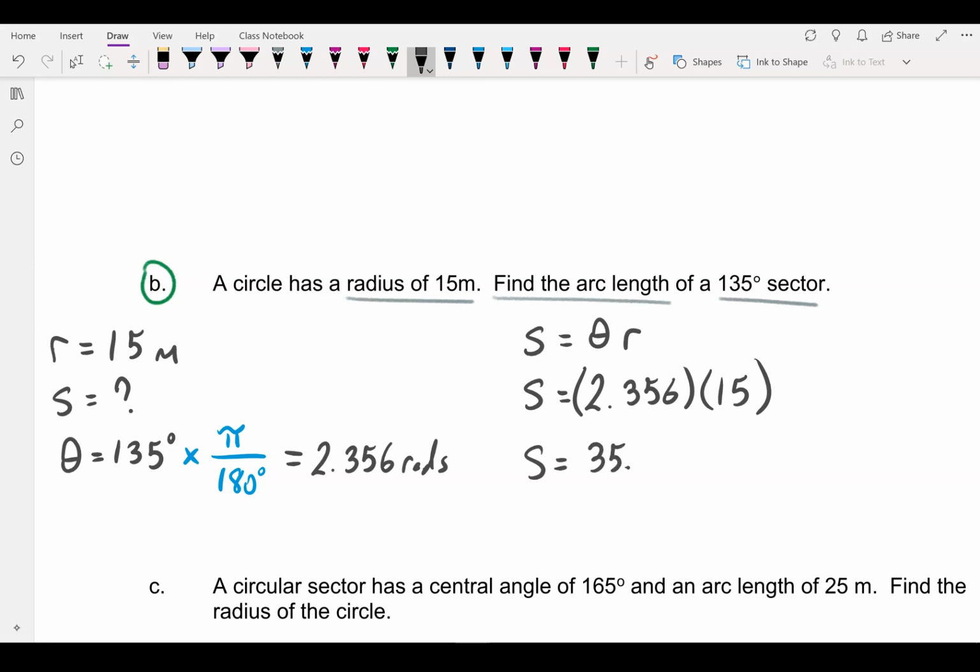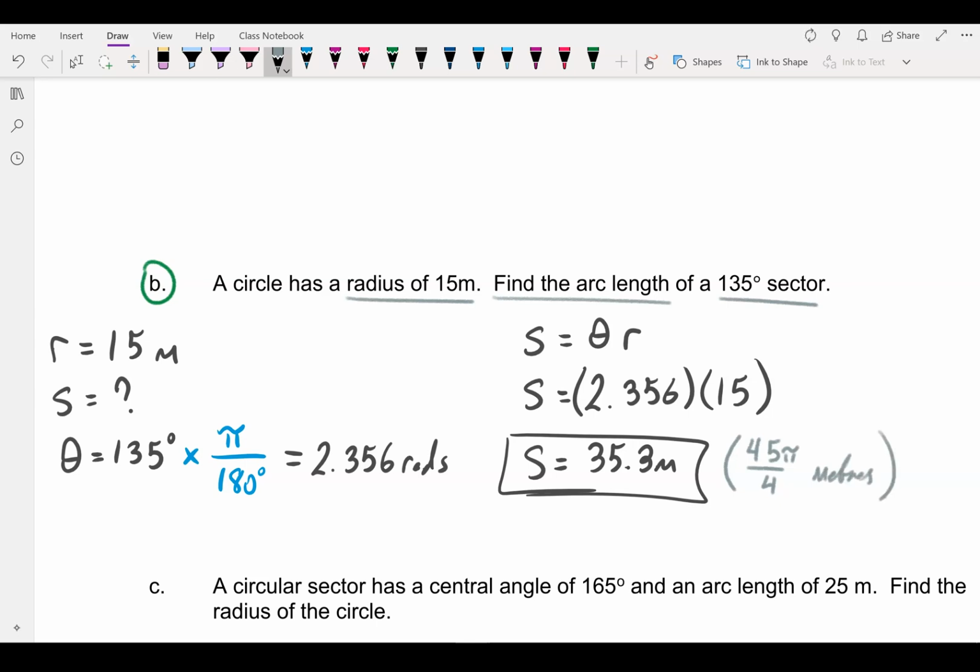It's 35.3 meters. And we're all done. As long as we have radians, the units are going to take care of themselves. So the arc length here is 35.3 meters. If you work it out with the pi still in there, technically it would be 45 pi over 4. Most students wouldn't get that, and it's not super helpful anyway, but just in case you wanted to know, that's something you can do.